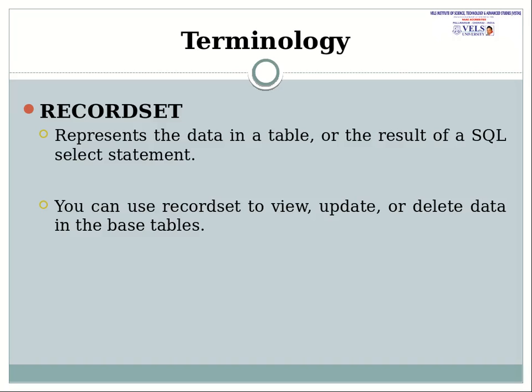The basic terminology of DAO control is the record set. A record set represents the data in a table, or the result of an SQL select statement. You can use the record set to view, update, or delete the data in the base tables.